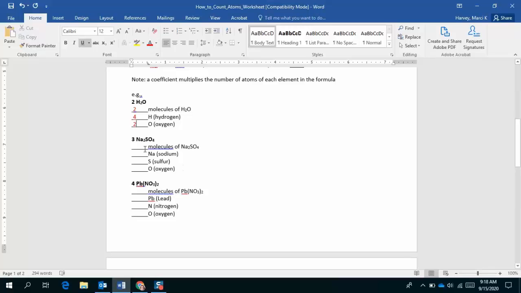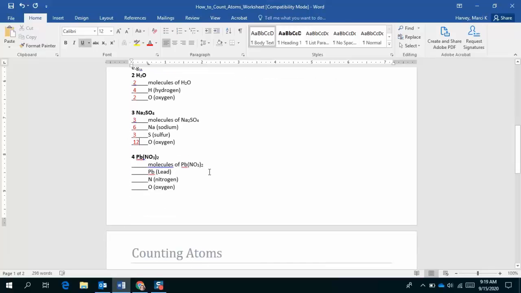The next problem, we have 3 Na2SO4 molecules. So the coefficient tells me I have 3 of those molecules. Each one of the molecules has 2 sodiums because I see the 2 subscript next to the Na symbol. So I have a total of 6 sodium atoms. I have a total of 3 sulfur atoms, and I have a total of 12 oxygen atoms. I multiplied the subscript for sulfur and for oxygen by the coefficient 3 to get those totals.